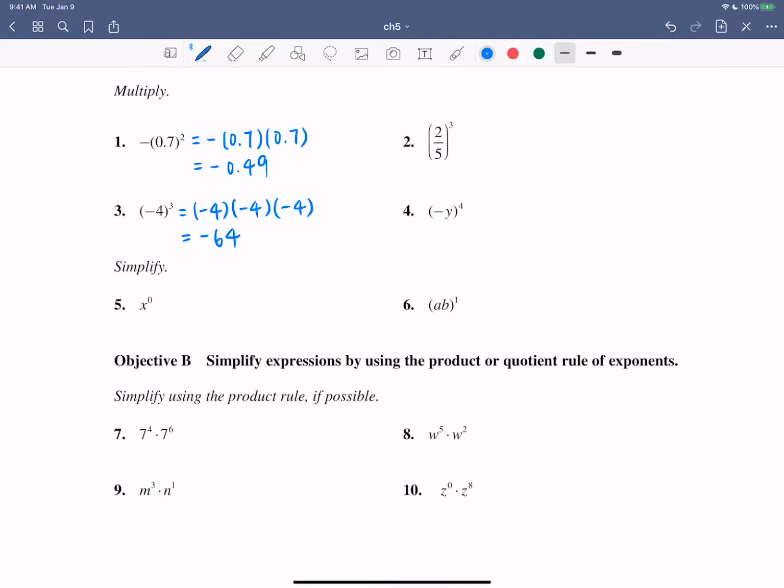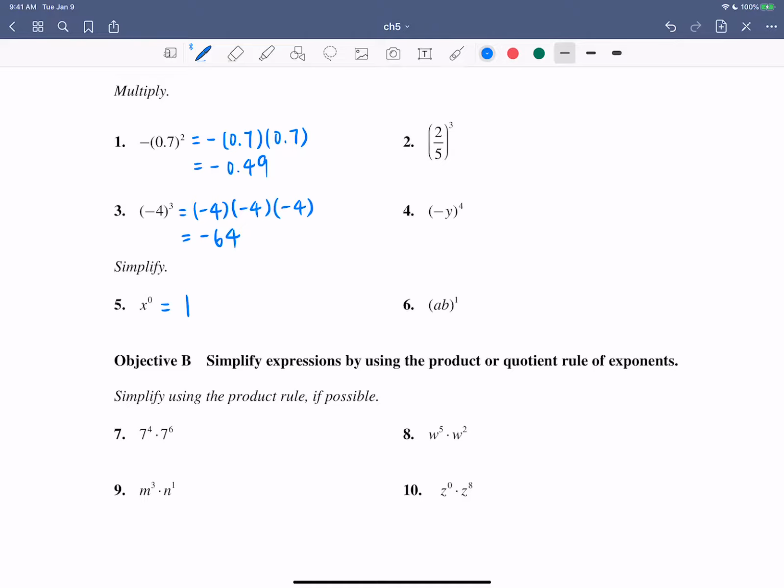Number 5. X raised to the 0th power. By definition of exponents, if you raise any non-zero real number to the 0th power, you obtain 1. Here, our base is x, so we assume that x is non-zero. If that's the case, then x raised to the 0 will be 1.